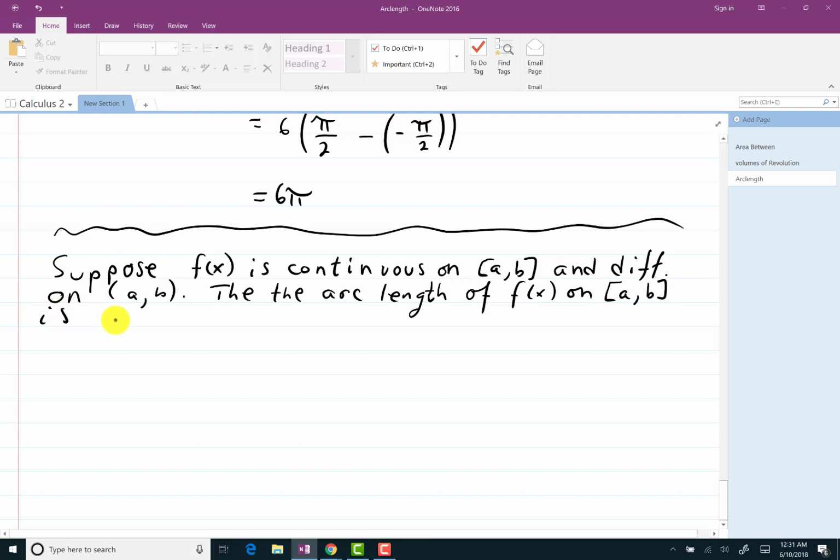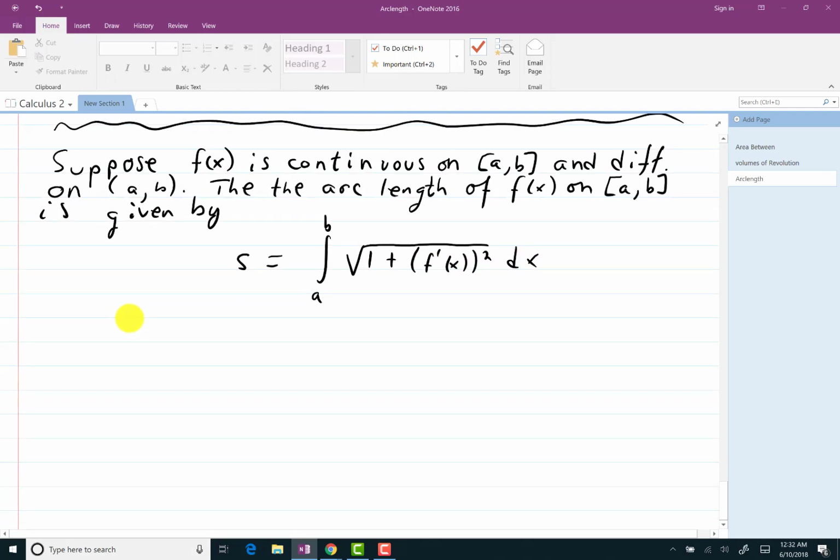is given by, now this letter I don't understand, but I'm putting it anyways. S. The letter S is used for arc length. I'm sorry, I guess it's something that you've got to get used to. It's used everywhere. It probably has some sort of navigational connection from years past. Whatever the case may be. You go from a to b, and then we have the square root of 1 plus f prime of x squared dx. That's one version of the formula.